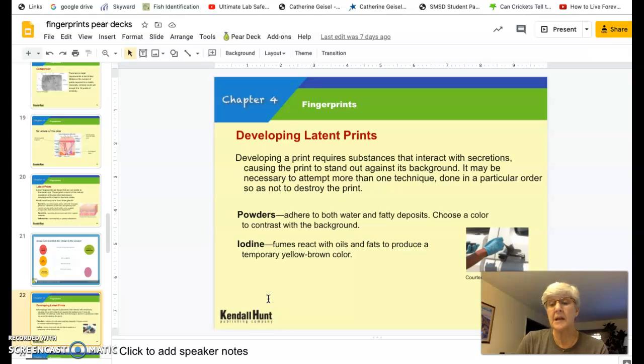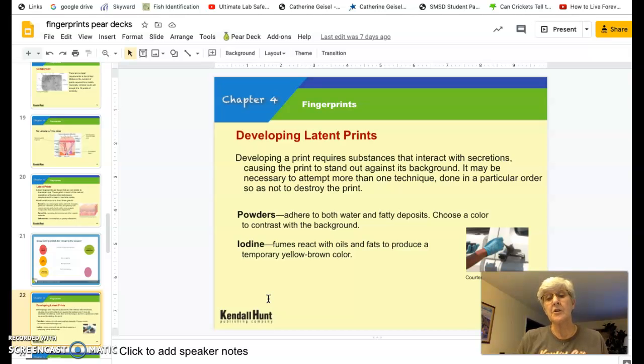So it may be necessary to use a couple of different techniques, and we are going to use 3 or 4 of these in class. The most common kind that you see is a powder. A lot of times at the actual crime scene, you'll see them powdering and lifting with tape in order to get an impression of the print.